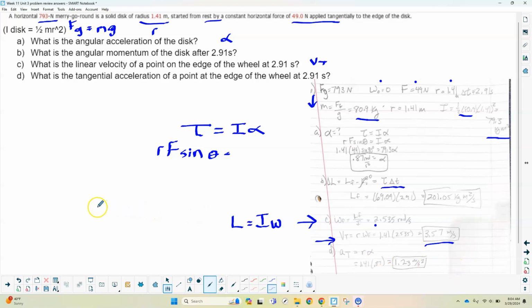And then finally, to get the tangential acceleration, it's just r times alpha. So again, relating those concepts. So we already know alpha because we calculated that in part A, and then you just multiply it by the radius. So it's 0.87 times the 1.41, and you get 1.23. So that's the entire problem review.